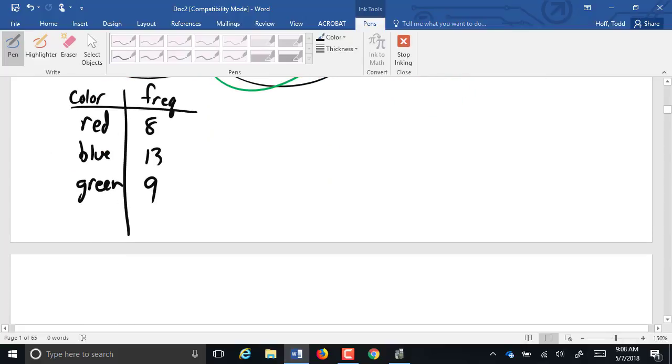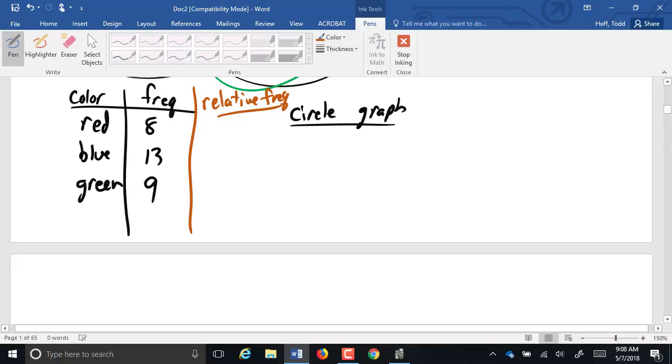So back to our little frequency table here. We could also have a circle graph. A circle graph generally goes off of percents. So what we're going to find here is something called the relative frequency. Relative frequency requires us to first find the total. Add those all up, we've got 30. So then 8 over 30, each item then out of the total.